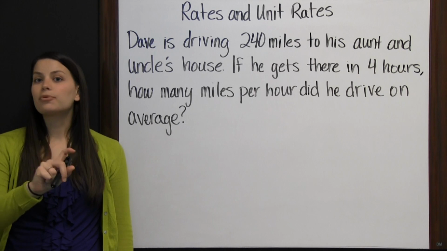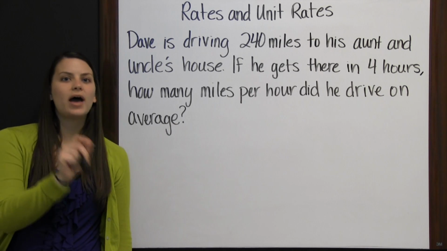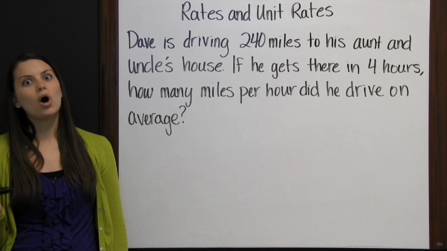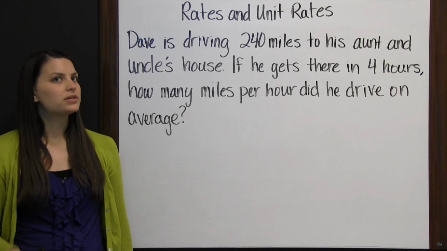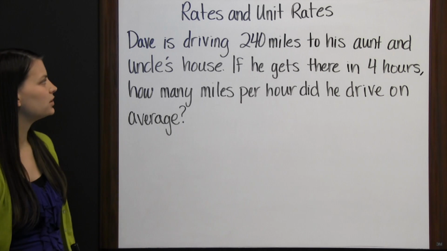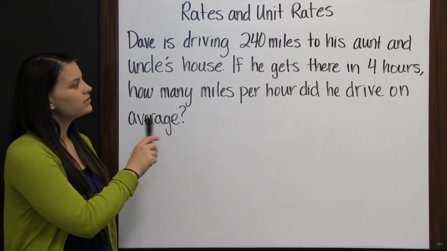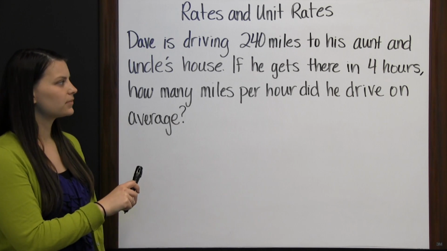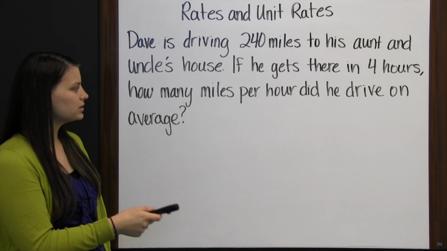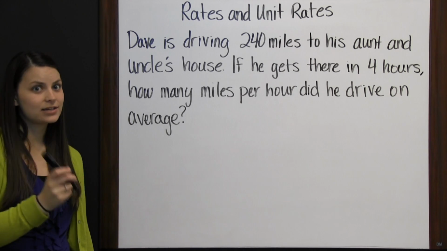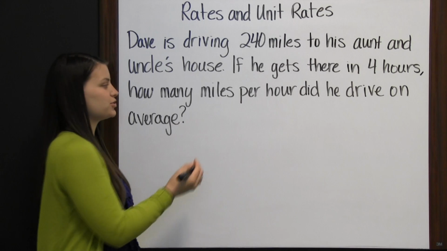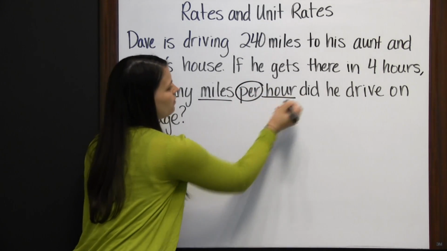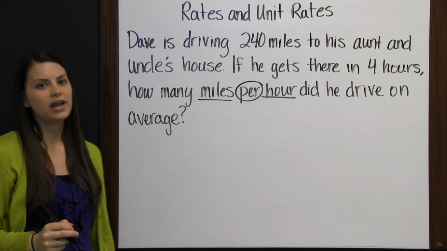Under or next to the price of an item, it'll tell you how much that item costs for every 1 ounce or for every 1 thing in the package. So let's look at a problem dealing with rates and unit rates. Dave is driving 240 miles to his aunt and uncle's house. If he gets there in 4 hours, how many, and here's the key right here in the question, how many miles per hour did he drive on average?